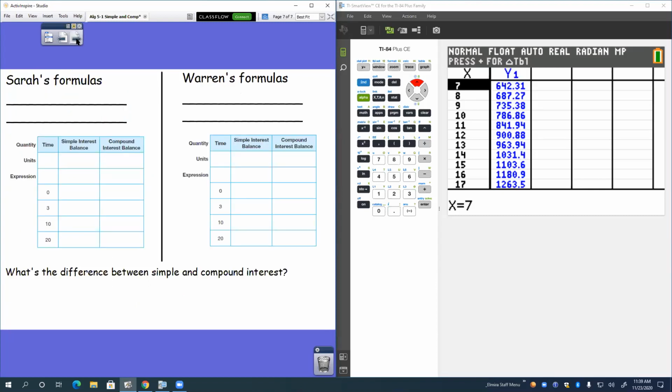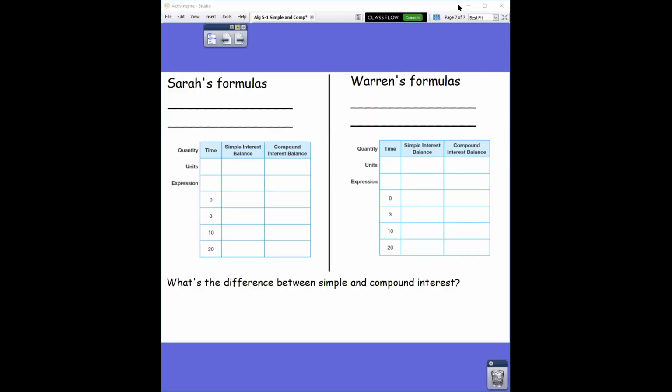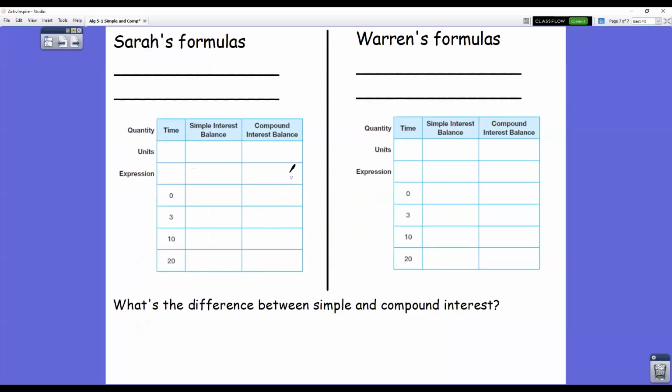So the other kind of problem that you're going to have looks like this, all right? You're going to be comparing simple interest and compound interest. Come on. There we go.